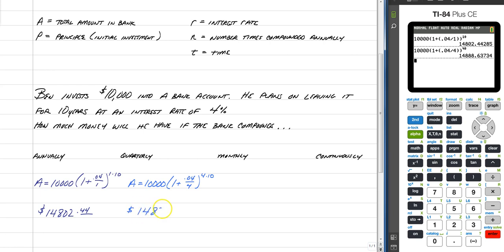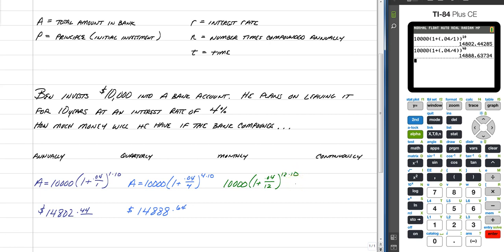So now it's $14,888.64. You go try monthly. Give it a shot. So for monthly, the only thing you're going to do is change the n to a 12. It's going to happen every month, so 12 times per year. So now we just put a 12 everywhere we have an n.